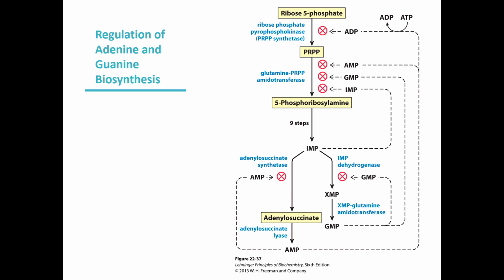Regulation of adenine and guanine biosynthesis is fairly straightforward. We're going to have our products, AMP and GMP, going back and inhibiting some of the key enzymatic steps in the production of AMP and GMP. So make sure you take a look at this regulation.